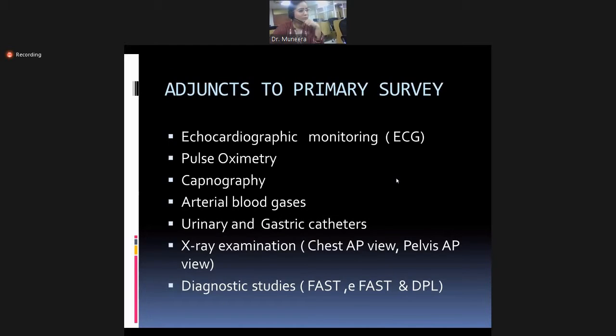So the adjuncts to the primary survey are ECG, pulse oximetry, capnography, arterial blood gases, urinary and gastric catheters, X-ray examination, which includes chest X-ray and pelvis X-rays, and diagnostic studies, which include FAST, EFAST, and DPL.